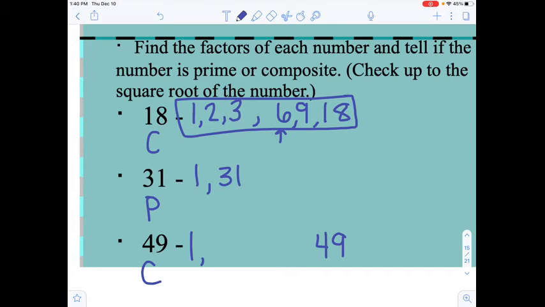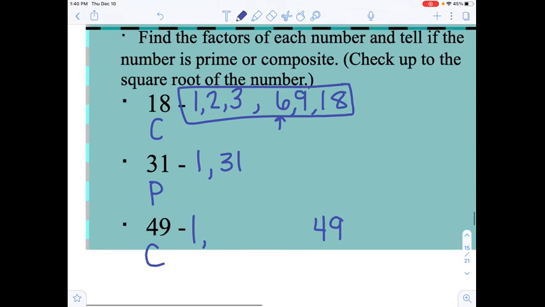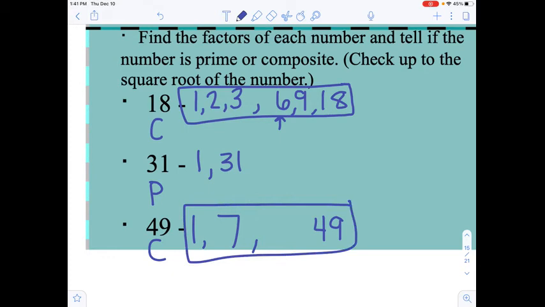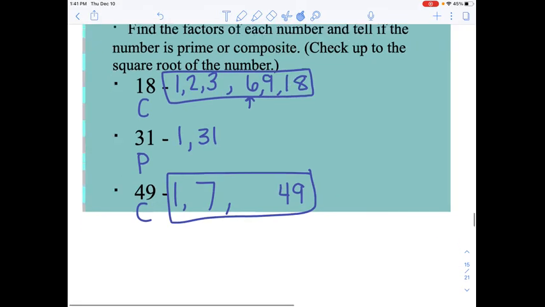2, no. 3, a good way to check if it's divisible by 3 is adding the digits together. So 4 plus 9 is 13. If that's divisible by 3, then the answer is divisible by 3. So it's not. 5, no. 6, no. 7, yes. 7 times 7 is 49, but I don't have to write that twice. And that tells me where I end, because I can't go any bigger than that. So 1, 7, and 49.